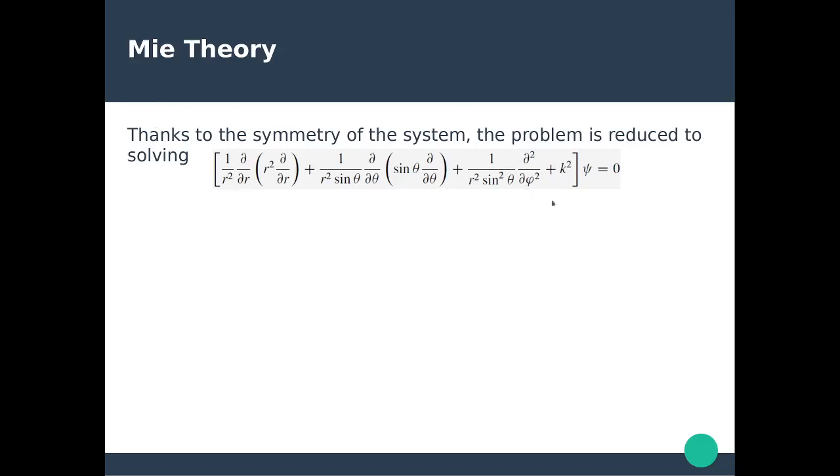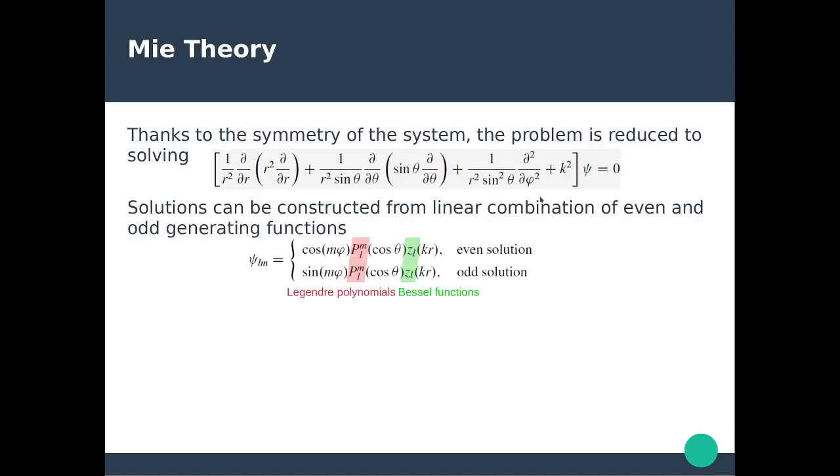This is just Laplace's equation, where this term is just the Laplacian in spherical coordinates. Keep in mind we have spherical geometry, so it's more convenient to deal with spherical coordinates rather than Cartesian coordinates. We can obtain solutions of this Laplace equation. The solutions are basically taken from linear combinations of odd and even solutions. That is what you get for the solutions of this particular equation. You have the Legendre polynomials in this equation. You have Bessel functions. These are functions that you may have seen or that you will see in mathematical physics too.